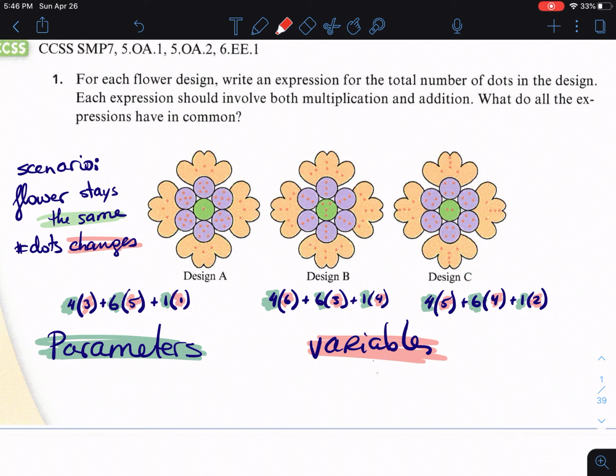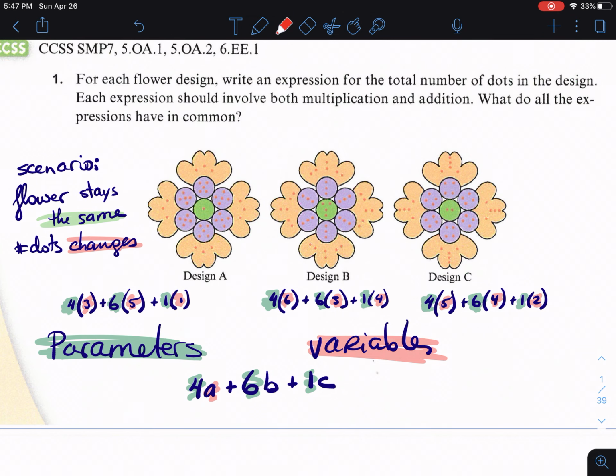But by looking at the different numbers and the different variables here, we can now identify which of the numbers in the formula or in the expression come from the structure, the scenario, or the parameters, and which of the numbers come from the overall changing situation. So we could rewrite this as 4a plus 6b plus 1c, and that would actually make sense because the 4 and the 6 and the 1 are not going to change in this scenario at all.